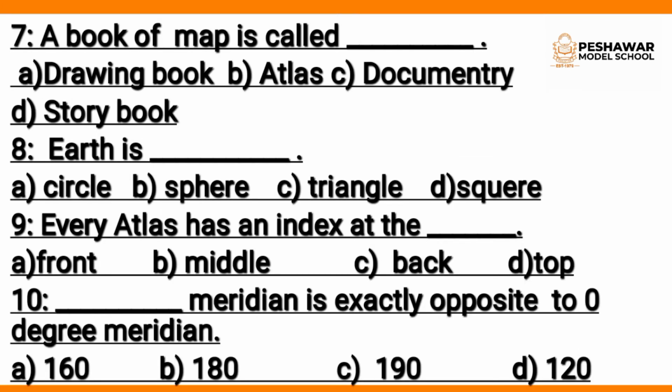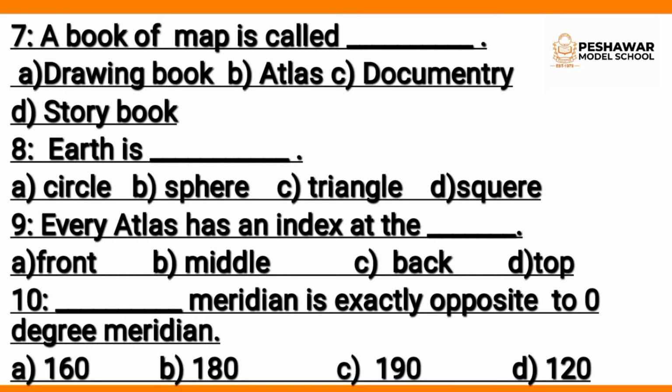Okay students, now clear? Number 7: a book of maps is called drawing book, atlas, documentary, storybook. The correct one is atlas. Number 8: what is the earth? Options are circle, sphere, triangle, square. So the earth is a sphere. Number 9: every atlas has an index at the front, middle, back and top. So at the back.